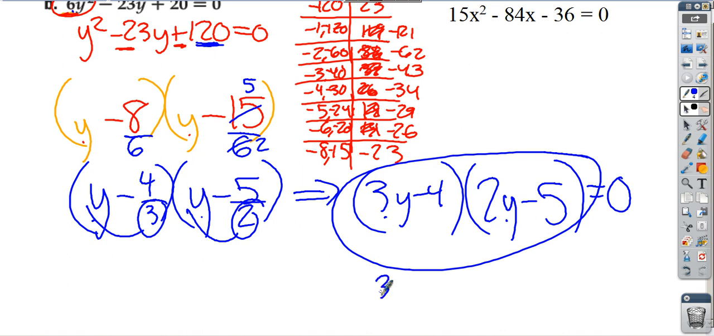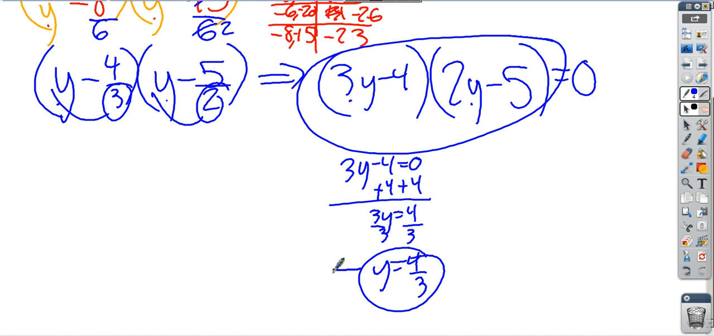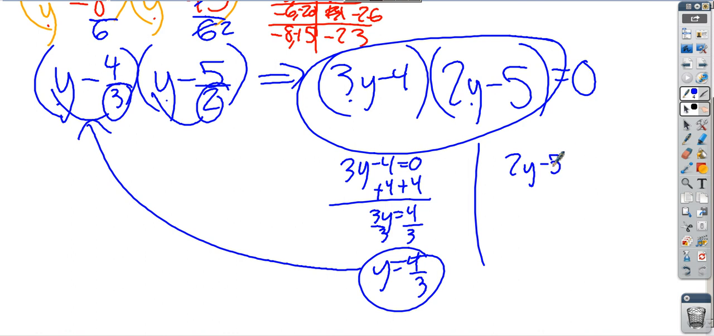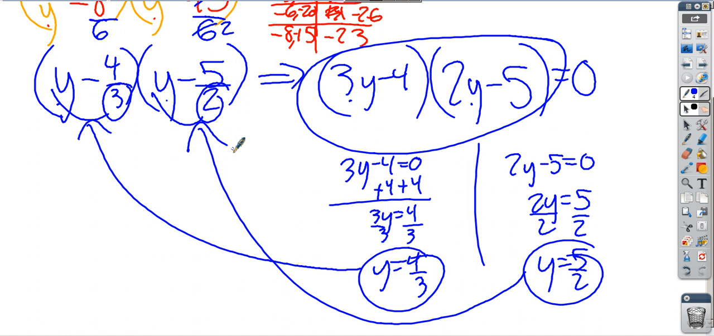If you set this equal to 0 and solve it, you would add 4 to both sides, and you get 3y equals 4, divide by 3, you get y equals 4/3. And notice y equals 4/3, you actually could have got that from this right here. 4/3 is what makes that 0. And for the same reason, if you solve this one right here, by adding 5 to both sides, and then dividing by 2, you get y equals 5 over 2, and you actually could have gotten that from this parentheses right here. So that's how you use the swing method.